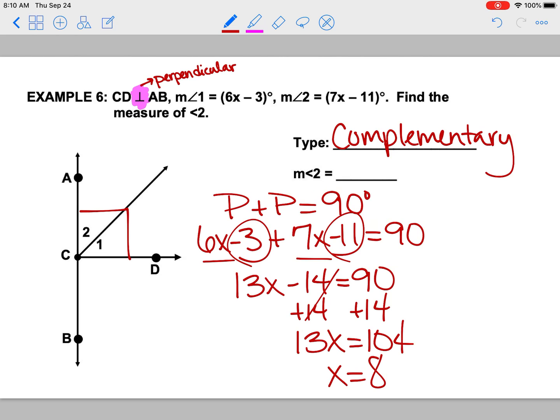Okay, again, they want us to find angle 2. So we know that angle 2 is 7x minus 11. So 7 times 8 minus 11, and that would equal 45 degrees.